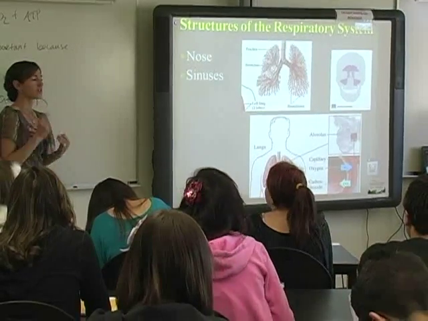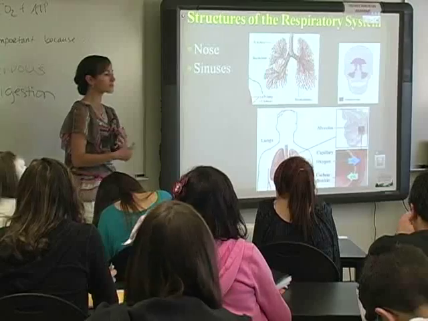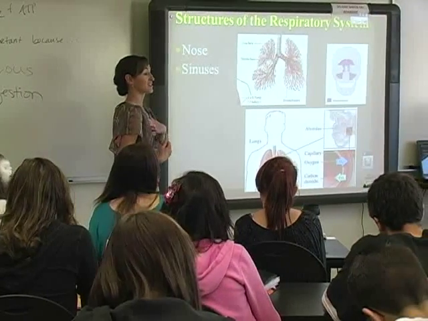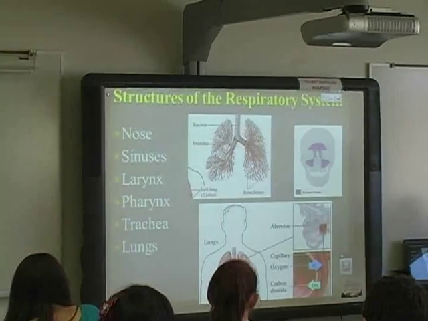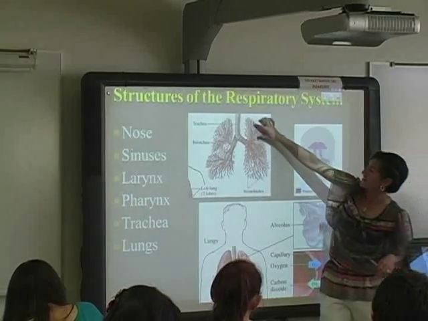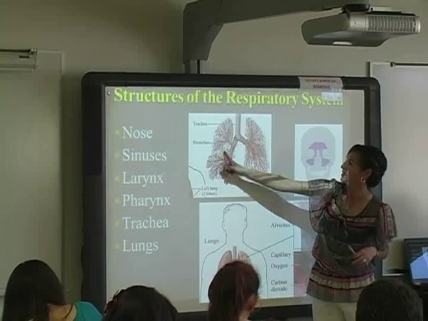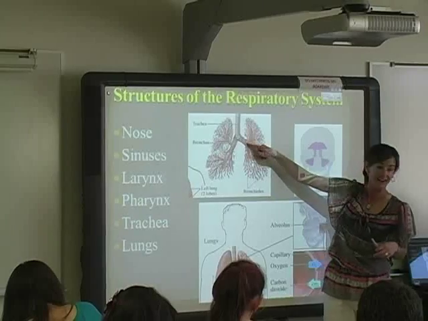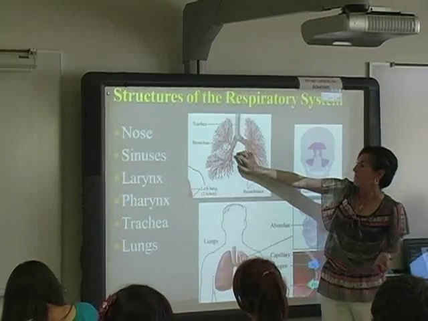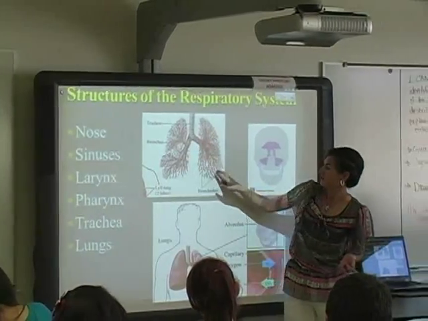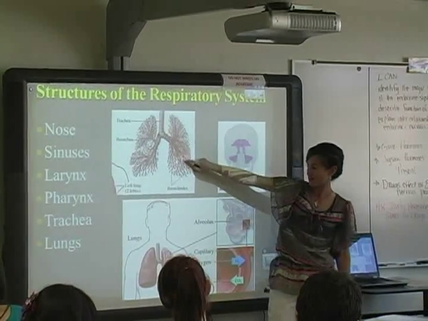Good. To collect dust and particles like pollutants that you don't want to get into your lungs, right? And from the trachea, it goes to the lungs. When we look at the lungs, you can actually see how the trachea branches off into these things called bronchi or bronchus. And then from there, it gets to these little tiny branches, the bronchioles.